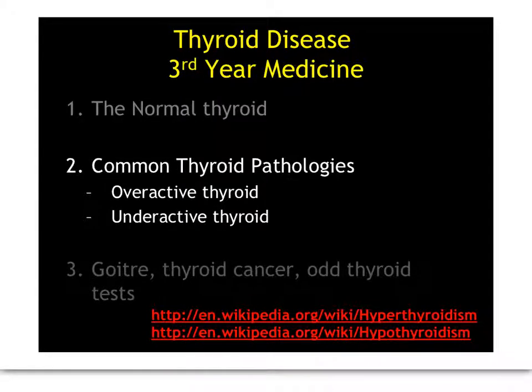In the first part of this lecture series we looked at the normal thyroid. It's now time to look at the pathological processes that commonly affect the thyroid gland, namely over and underactive thyroid problems. Let's go.